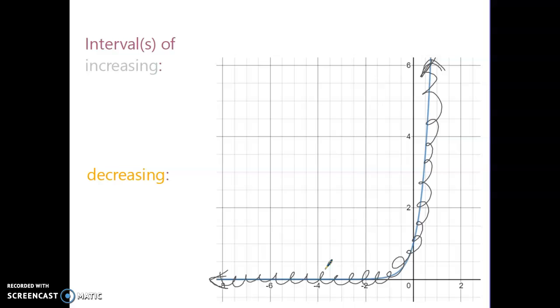So what should I color orange? Where is it decreasing? Where is it going down? Well, the answer to that question is nowhere. So just like before, increasing is going to be negative infinity to positive infinity, and then decreasing, where it's going down, that is going to be none, or it's not, or it never goes down, or something that means that, something that I'll know you know what it means.